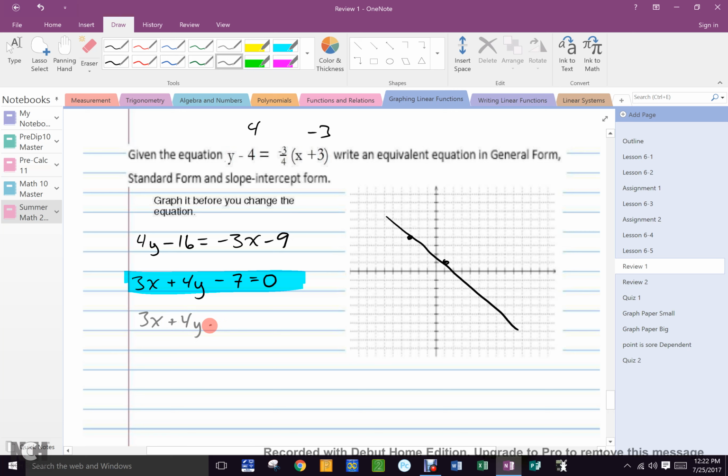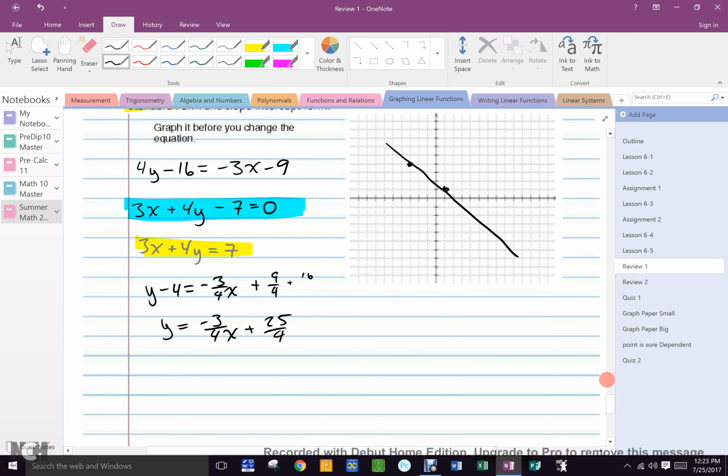3x plus 4y equals 7. There is standard. And slope intercept is y minus 4 equals negative 3/4 x plus 9/4, y equals negative 3/4 x plus 25 over 4. However you write that, you could write 6 1/4, you could write 6.25, or you could leave it as 25 over 4. That's supposed to be 7 though?